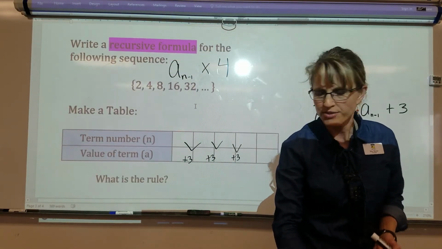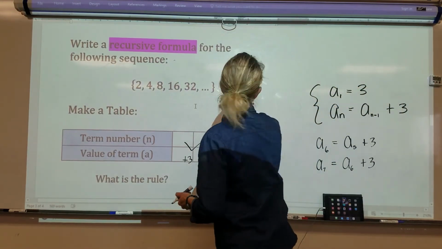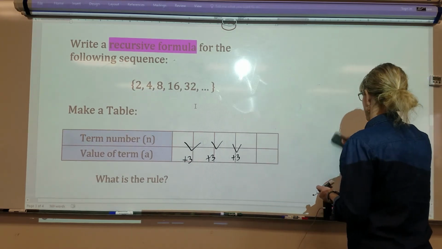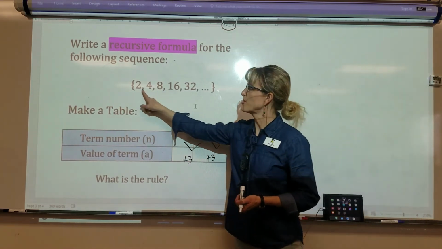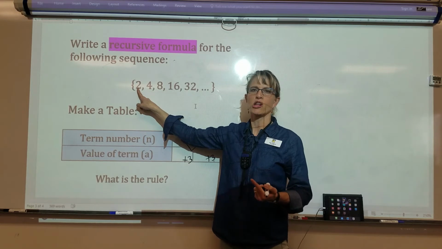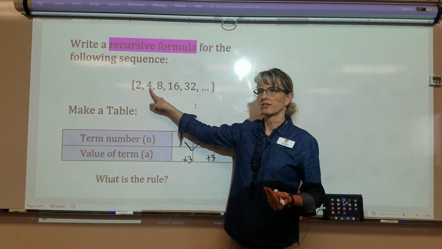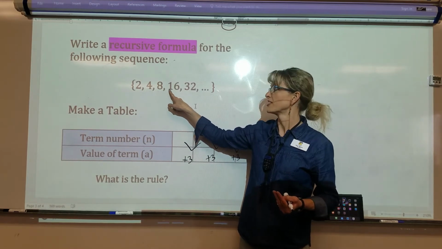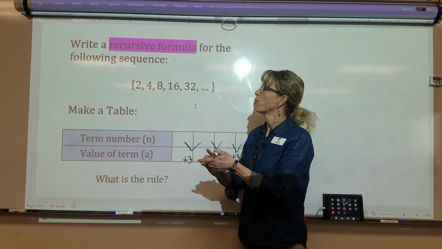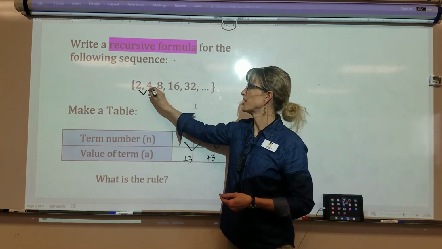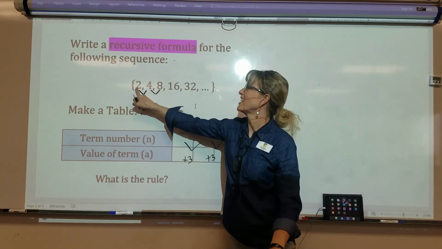This one's a cool one. This formula is doing something where it's getting big. Maybe this is bacteria. You're starting your colony with 2 bacteria. And you get 4. And you get 8. Suddenly it's getting really big. What is the rule happening to this term to get the next term?